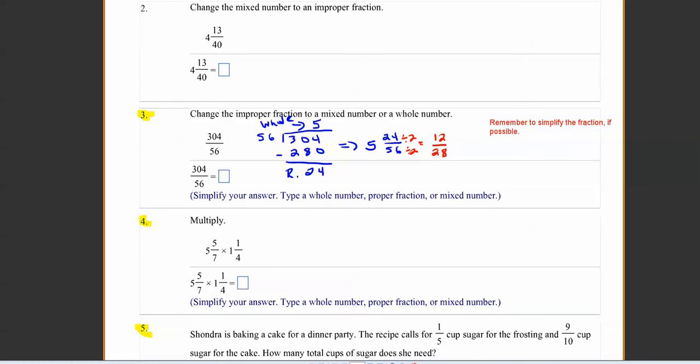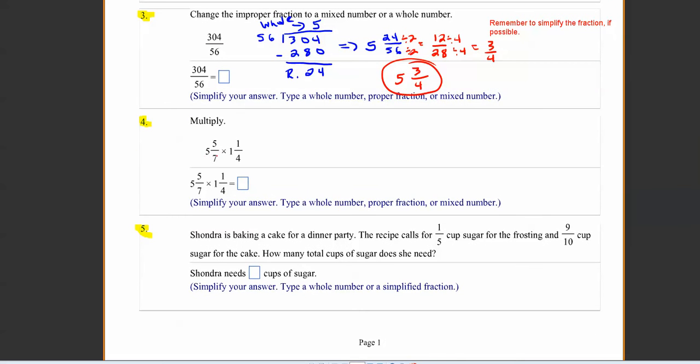But it's still not fully simplified because we have numbers that are going to both 12 and 28. We can divide both of those by 4. And that will give us 3 over 4. So our final answer would be 5 3/4. So make sure you simplify your fractions when you're working those problems.